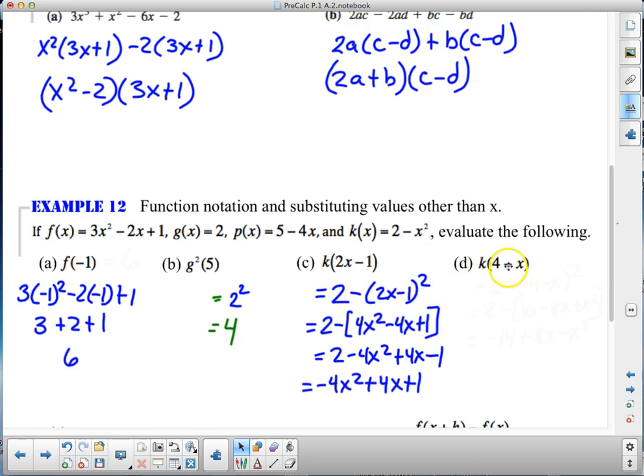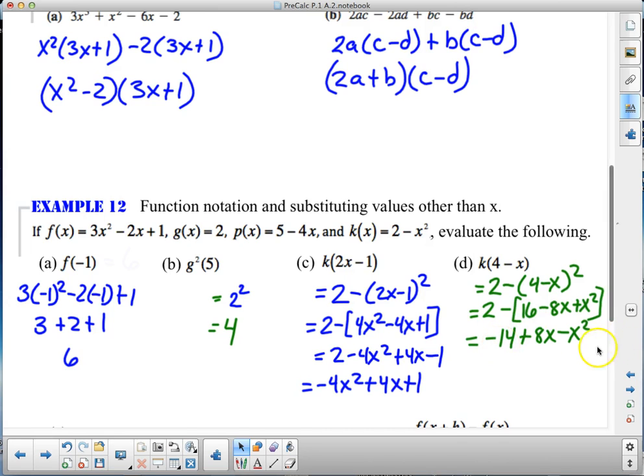And I'm going to do the same thing here. Why don't you do d and get your k done? Okay, so turn it off, and you go ahead and do d. Okay, so 4 minus x went in for x squared. Okay, so I got FOIL. Get this out, distribute my negative, and combine my 2 with my negative 16. That's where negative 14 came from, and I'm done.